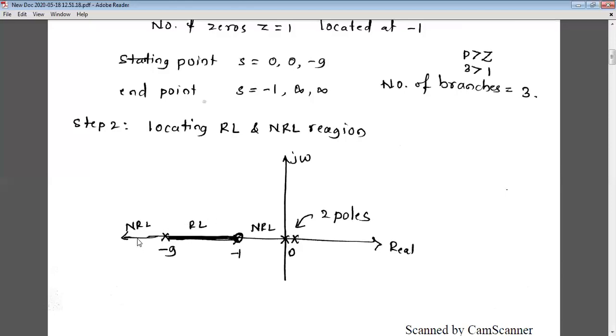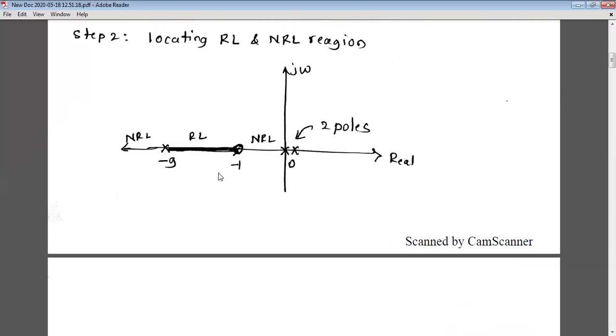Similarly, you stand on this branch, see the right hand side, how many poles and zeros are there? Here is one pole, here is one zero, here are two poles, total 4 is the count. So 4 is even, therefore this region is an NRL region, non-root locus region. This is how we need to find RL and NRL regions for the given pole and zero combinations, right?